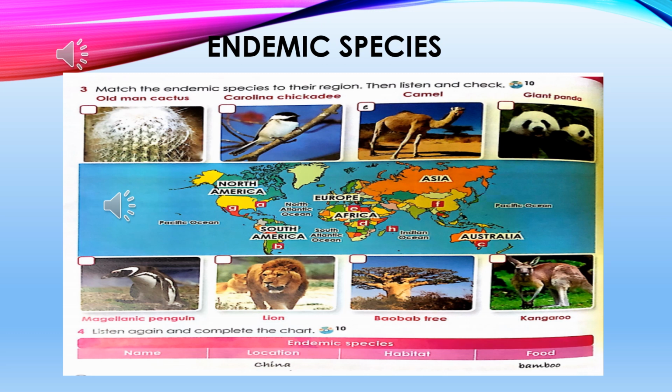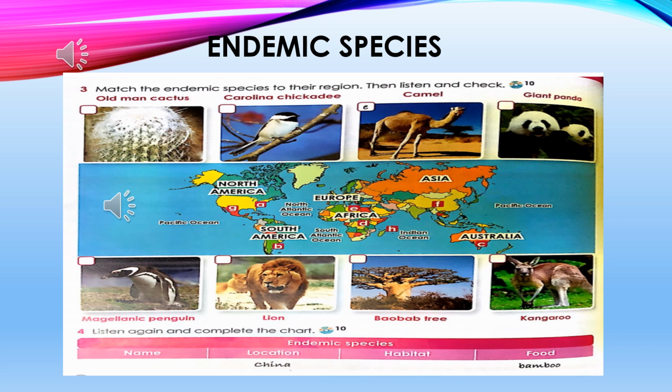And here you have, match the endemic species to the region, then listen and check your answer. Here you have the old man cactus, the Carolina chickadee, the camel, the giant panda, the Magallanes penguin, the lion, and the baobab tree, and the kangaroo. You're going to listen to the audio that is in this video, and you are going to be able to answer exercise number 3 and exercise number 4, but you need to listen to the audio first, okay?